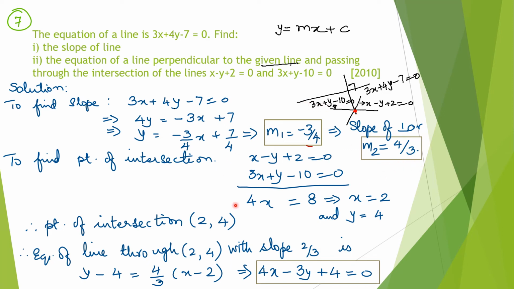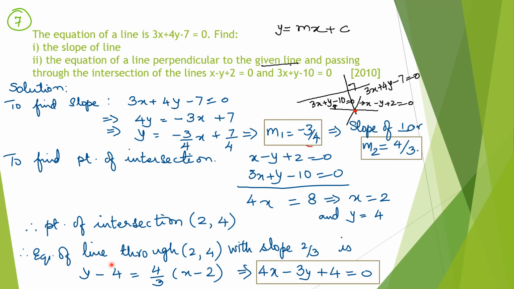Then you find out the point of intersection of these two lines. So these two lines, the point of intersection: this is going to be x minus y plus 2 is equal to 0. When I simplify, I get x is equal to 2 and y is equal to 4. That is, the point of intersection is 2, 4.